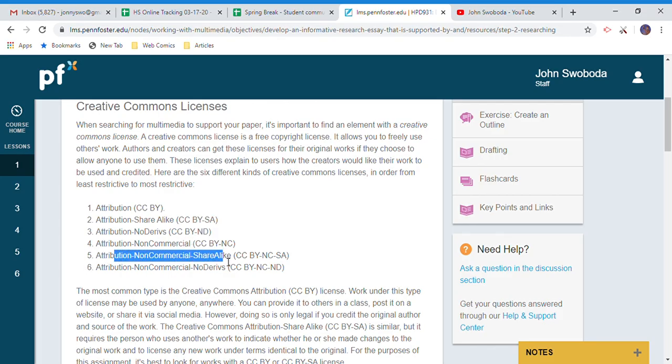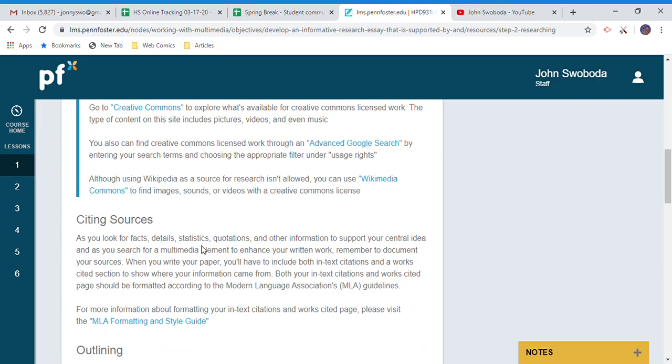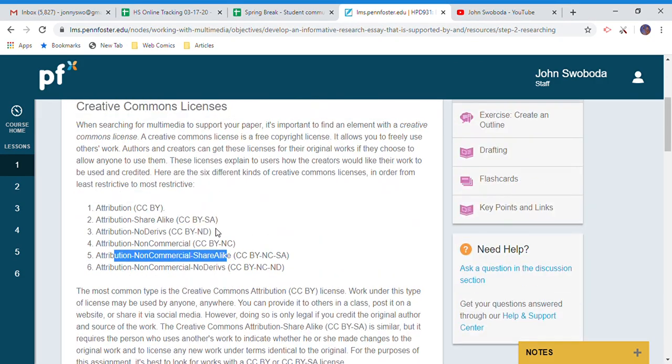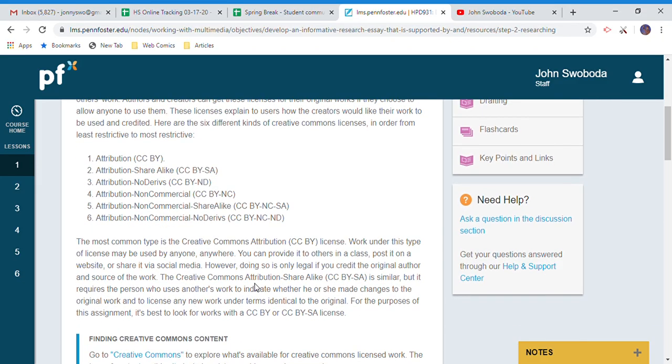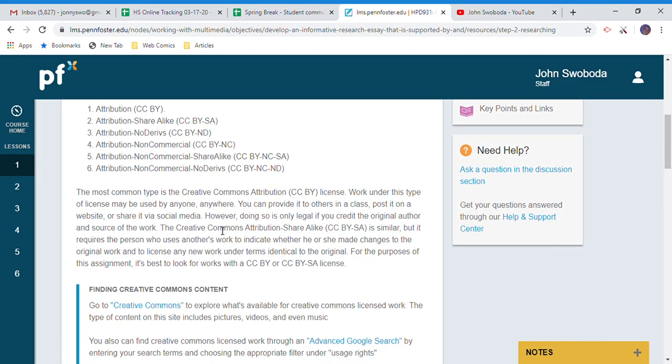Attribution non-commercial share alike. I don't know what share alike means. Do they define it? They don't. Attribution non-commercial no derivatives. So that means you can't use it for profit. Non-commercial all means you can't use it for profit. No derivatives means you can't change it. I don't know what share alike means.